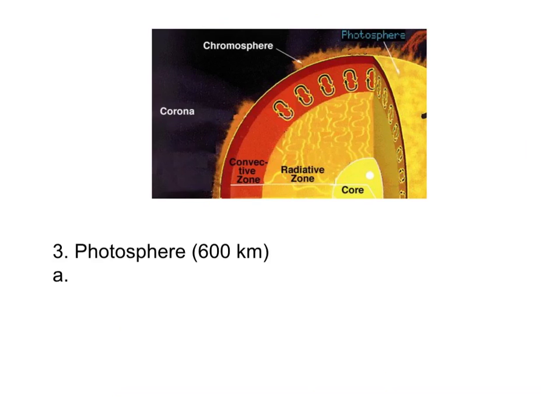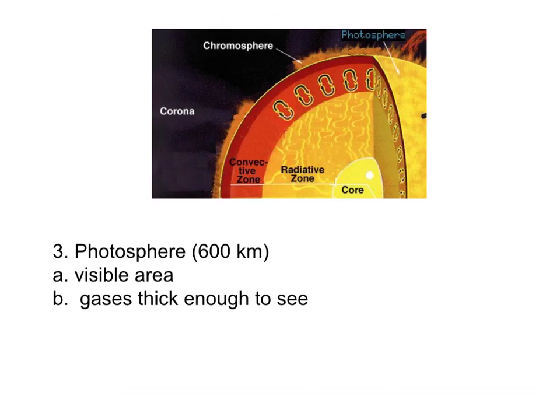The next layer is actually the one that we're most familiar with, and I'll tell you why in just a second, but that is called the photosphere. The reason that we're most familiar with this area is it's actually the area that we can see. So we call that the visible area. The reason that this area becomes visible is that the gases are actually thick enough to see. Now, that may sound weird when we talk about gases and being able to see them, but again, remember there's a lot going on here, okay? And here they are going to be close enough and thick enough to create an area that's actually visible to us.